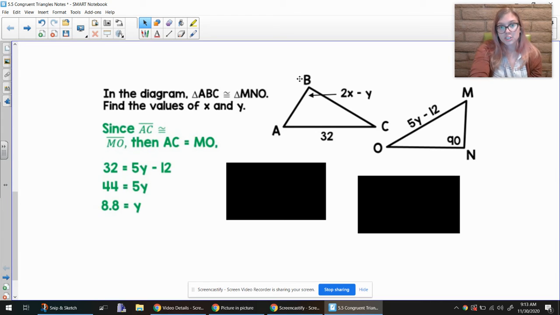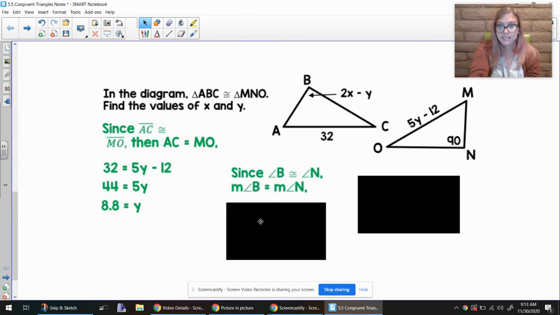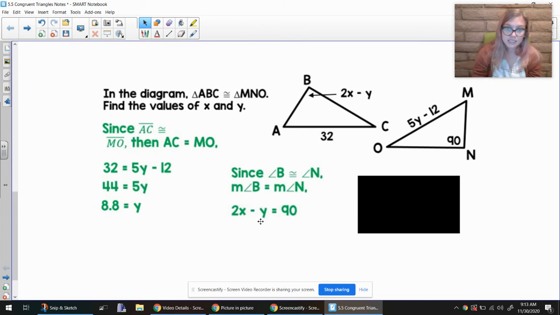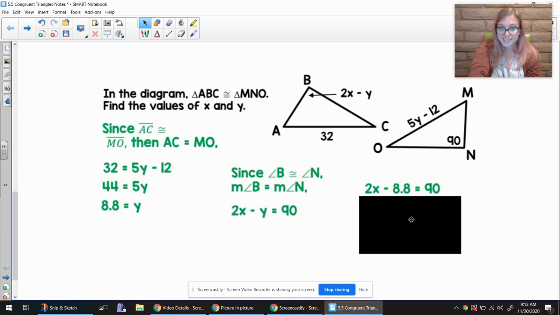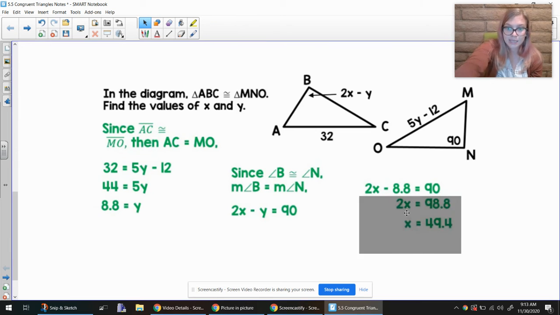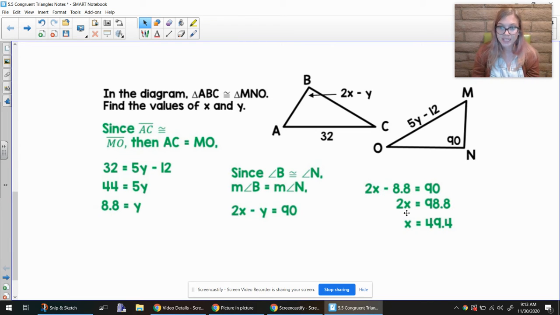Now we can use that information to find the value of x. So we know that angle B is congruent to angle N. They're in the same place in our congruent statement. So that means 2x minus y is equal to 90. We know that y is 8.8, so we're going to add 8.8 to both sides, divide by 2, and x has to be equal to 49.4.